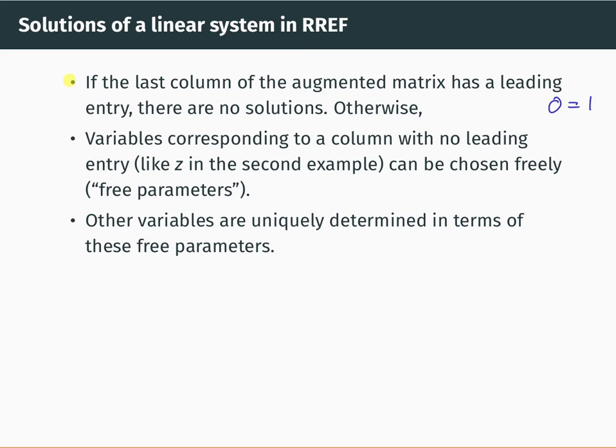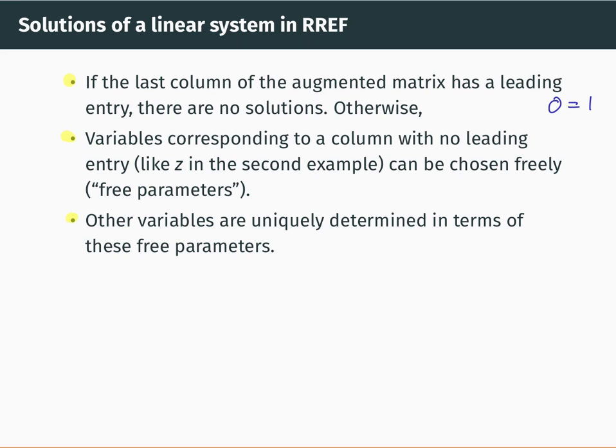Otherwise, variables corresponding to a column with no leading entry, like z in the example we've just done, can be chosen freely. Those variables are called free parameters because they can be chosen freely. And it then follows that all the other variables are uniquely determined in terms of those free parameters.